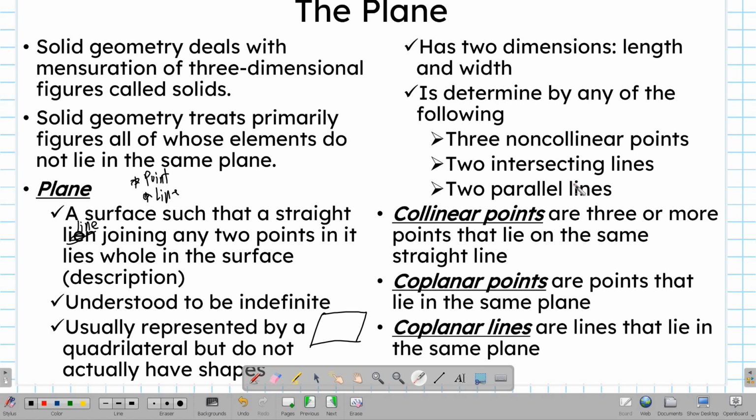Now, when we say collinear points, these are three or more points that lie on the same straight line. Hence, if we're going to have three points that are non-collinear, meaning those three do not lie on the same line, then we can determine a plane. But these points should be coplanar. These are points that lie on the same plane. And we also have coplanar lines that lie on the same plane. So now arises the question, does that mean we have non-coplanar points and non-coplanar lines?